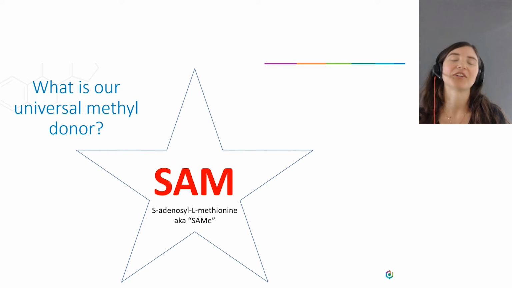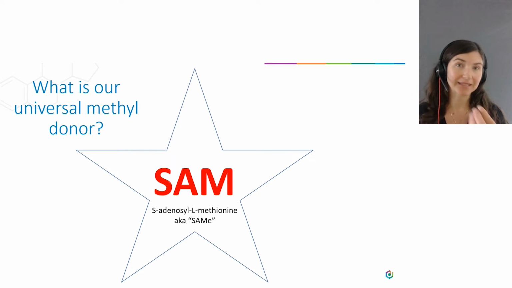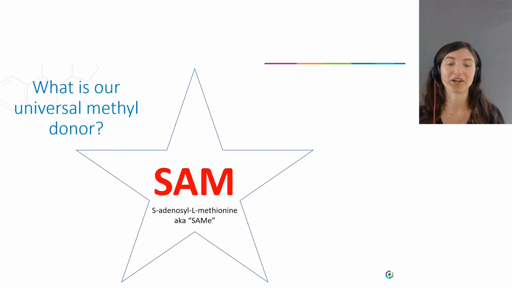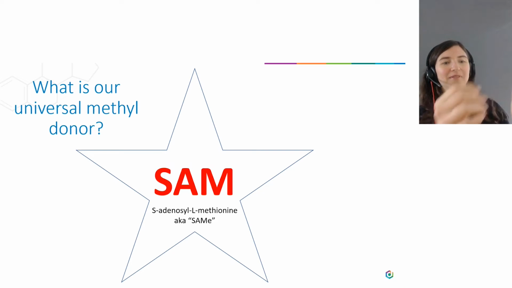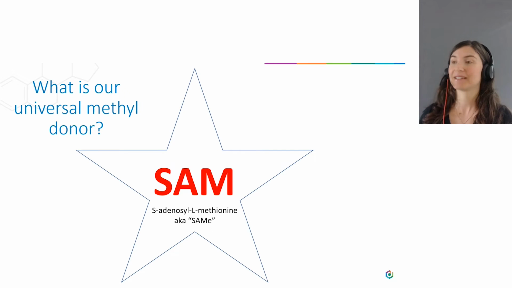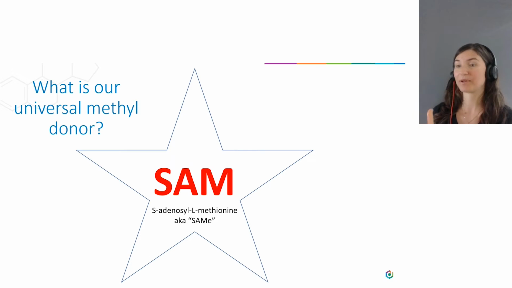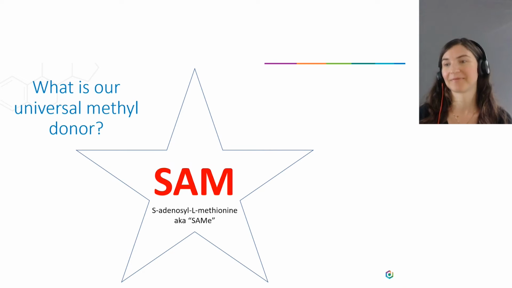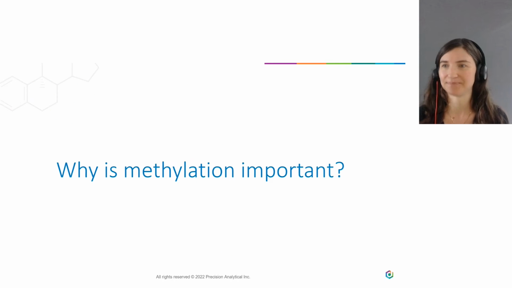What is our universal methyl donor? So in methylation, the protein gets methylated, but something has to provide that methyl group. And it turns out that SAM, or people commonly call it SAMe, is that universal methyl donor. So SAM is the one that comes over and says, oh, here's a methyl group. And an enzyme says, thanks, SAM. I'm going to take that methyl group and put it on that protein. So SAM is S-adenosyl L-methionine, or SAMe.